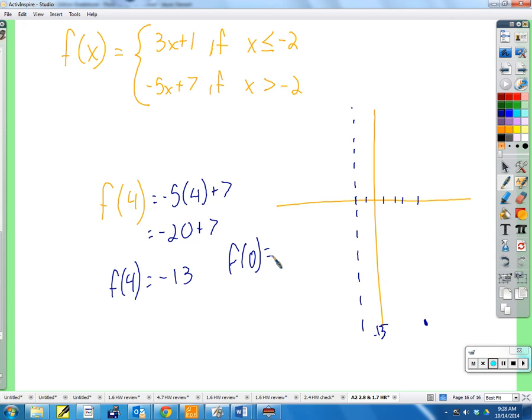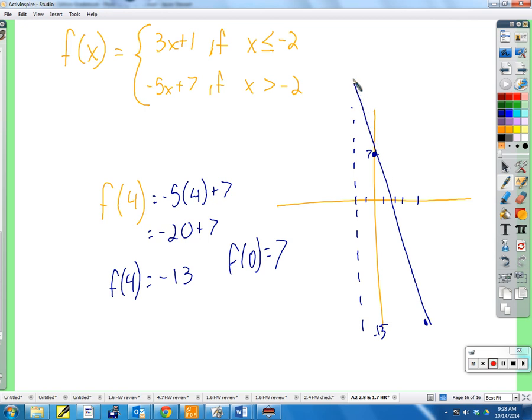What about f of 0? Which one do we use when we want to plug 0 in? The top? Why the top one? Wait, hold on. Okay, the bottom one, because 0 is greater than negative 2. So we're going to use this one here. What are we going to get? 0 for x, and in this one you get 7. 7 is going to be right about there. So 0, 7. And I know if I were to graph just this, it would be a line, right? So I can just connect these two points.